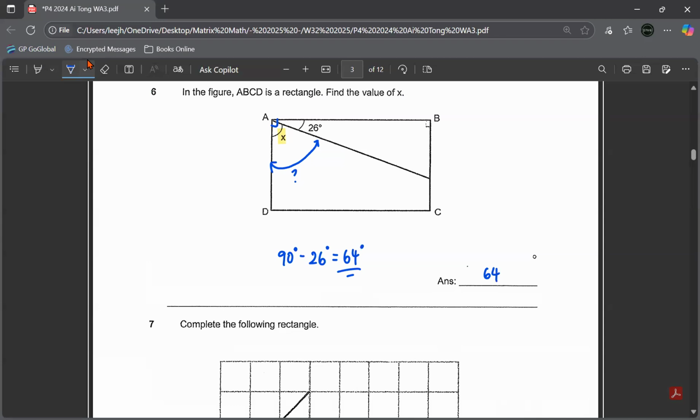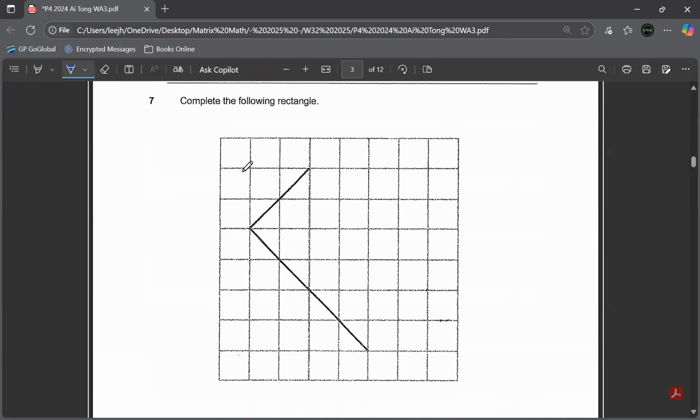So you just write 64. The degrees are already given here. Unless it's not given, then you have to write down degrees as your unit. Okay. Question 7. Complete the following rectangle.